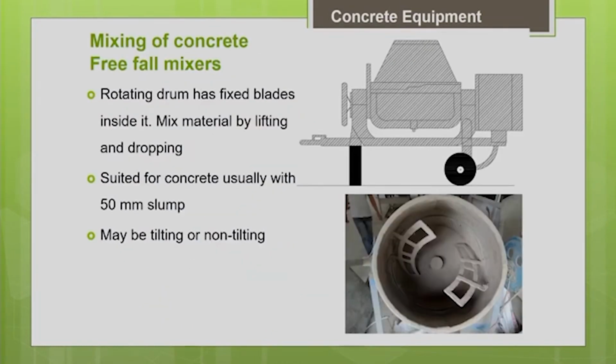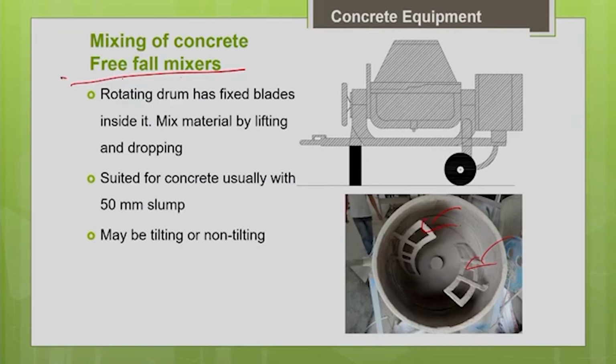The first is the free fall mixer. The conventional drum mixers, what we see in your job site very commonly, are based on the free fall mechanism of the material. That means you can see the inside view of the drum. You are having fixed blades, blades fixed to the inside of the drum. You can see clearly in the picture, you can see the blades. When the drum is rotating, these blades help you to lift the material and drop the material at the end of the rotation. By lifting and dropping the material, your material gets mixed thoroughly. That is what is happening.